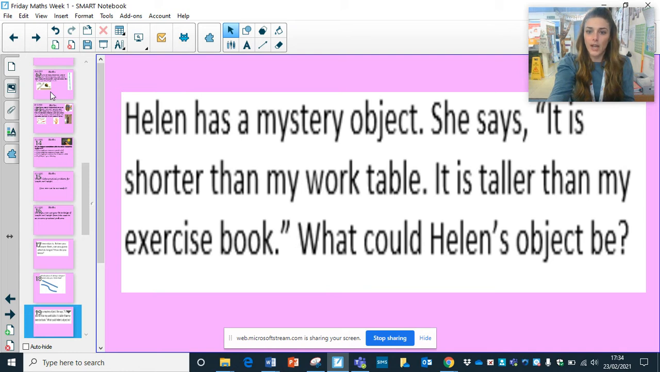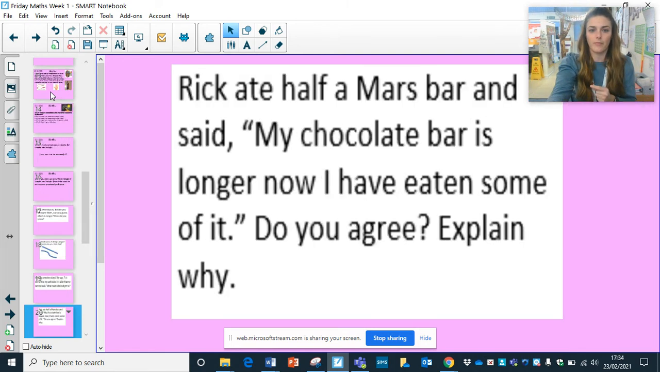Helen has a mystery object. She says, it is shorter than my work table. It is taller than my exercise book. What could Helen's object be? That's quite a tricky one. And then think about explaining why you chose that object. It could be... I know this because... so use 'because' to explain your answer.